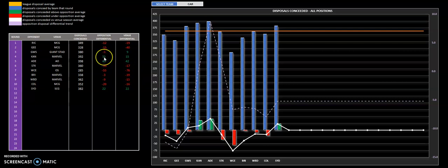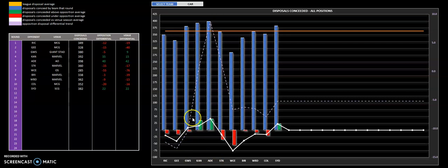This is probably a good example here. Against the Kangaroos, they gave up 35 extra than the Kangaroos normally get, and that's only 15 more than at Marvel. So while it looks like they were really bad in this round here, they actually probably weren't as bad as it seems, because you can see here that looks like a very high number of disposals. It's a lot more than the Kangaroos normally get. It's 27 or 35 higher, but it's actually only 15 above that venue.